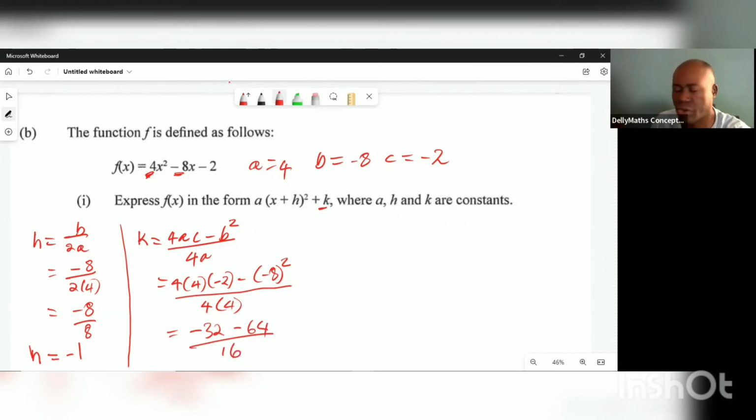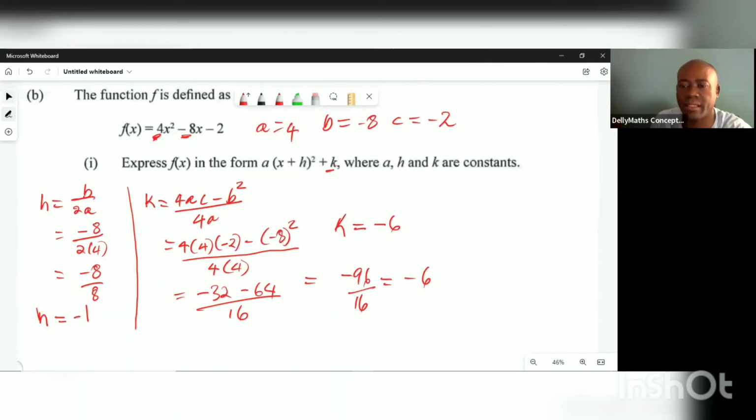All right, so let's just put this together. Negative 32 minus 64, so I'm looking at negative 96 over 16. All right. So negative 96 over 16 would give me negative 6. So here my k value is equal to negative 6.